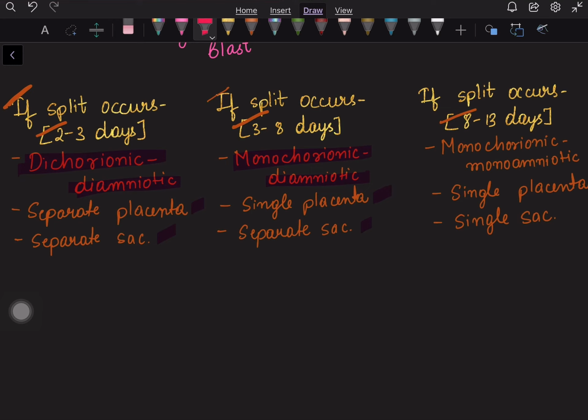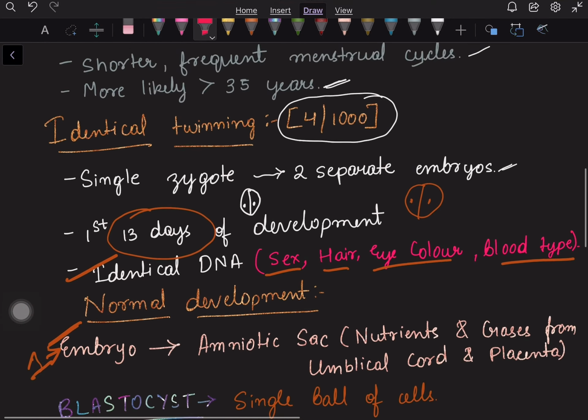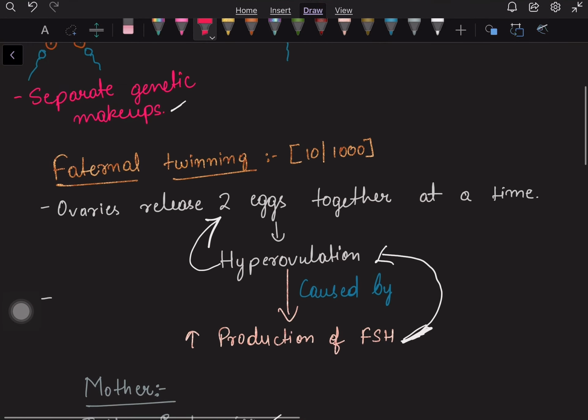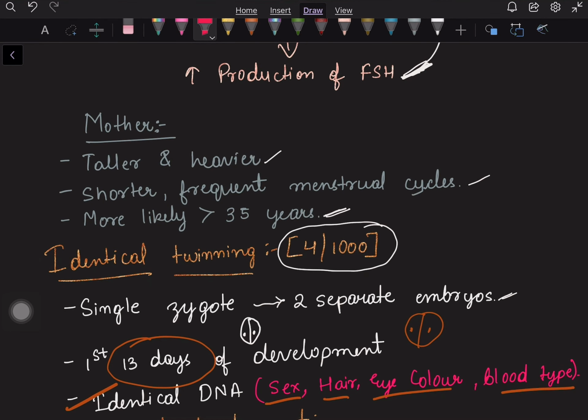But if the splitting occurs within 8 to 13 days, it is known as monochorionic monoamniotic. That is, a single placenta with a single amniotic sac. There will be more sharing between the embryos because both the placenta and the amniotic sac are only one. So these were the three cases of identical twinning. And we also learned about fraternal twinning. These are the two different types of development of twins. I hope it helped you to learn. Thank you.